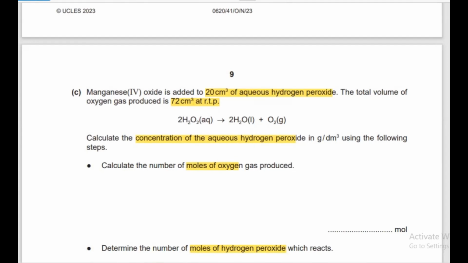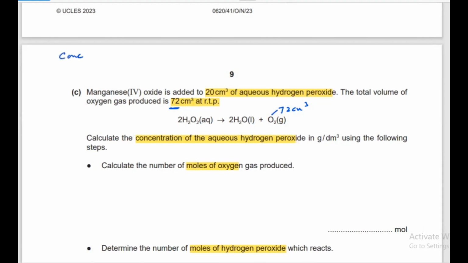Now, the manganese oxide is added to 20 cm³ of aqueous hydrogen peroxide. The total volume of the oxygen is 72, so 72 cm³ of oxygen is formed. Calculate the concentration of aqueous hydrogen peroxide in grams per dm³.